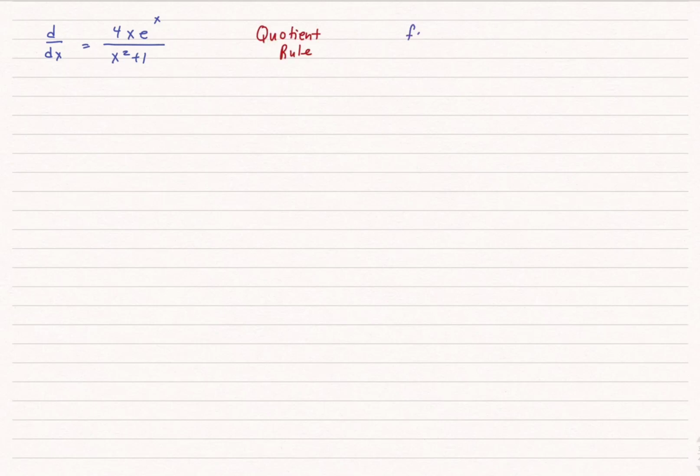I'm going to let f of x be 4x e to the x, and g of x is equal to x squared plus 1. So now I need to find f prime of x. Well, in order to find f prime of x, I'm going to have to use the product rule. So let's give myself a little more space. I'm going to call 4x my f of x, and I'm actually going to call it f1 of x because I already have an f of x. Once you start doing rules within rules, it can get a little bit hairy. So I'm going to call this f1 of x and g1 of x.